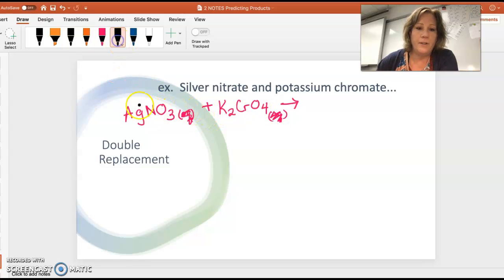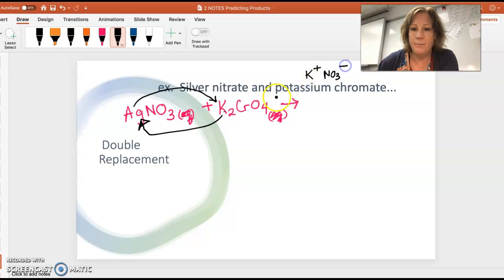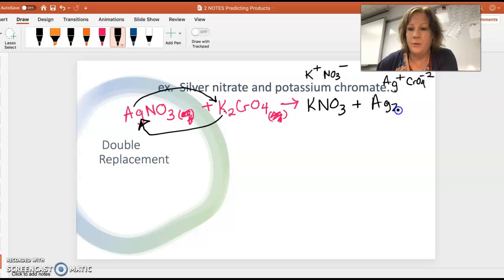So then, in order for us to predict, we're not going to predict whether it happens. We're just going to assume it does. The silver is going to go and be with the chromate, and the potassium is going to go and be with the nitrate. So up here's my thinking bubble. Potassium is going to go with the nitrate. I didn't bring the 2 with, because that 2 was there to balance charge. So my new compound is KNO3. And then the silver is going to go with the chromate. And then to balance charge, it'll be Ag2CrO4. And then we can balance the equation. And that is it.